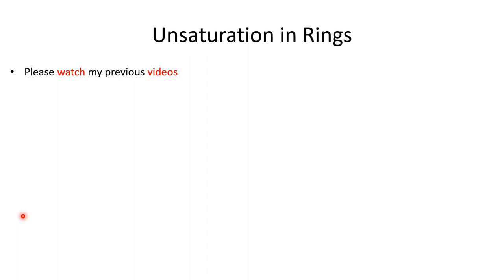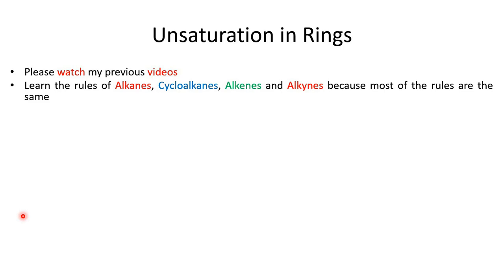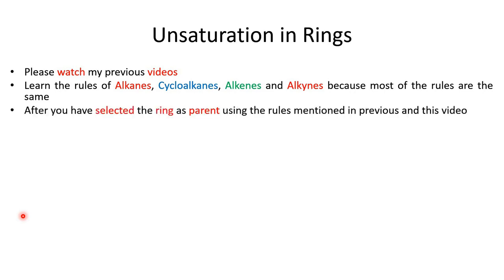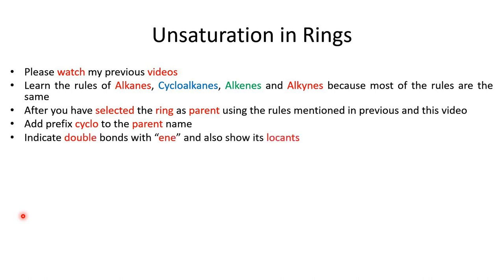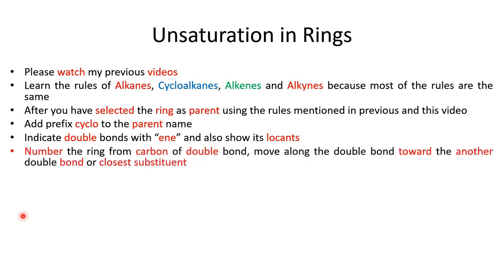The link for the previous video is given in the description section. And also learn the rules for alkanes, cycloalkenes, alkenes and alkynes, because most of the rules are the same for unsaturated rings. After you have selected the ring as your parent using the rules mentioned in my previous and this video, add the prefix cyclo to the parent name. Indicate double bonds with ene and also show its locants. Number the ring from the carbon of the double bond. Move along the double bond toward another double bond or the closest substituent.